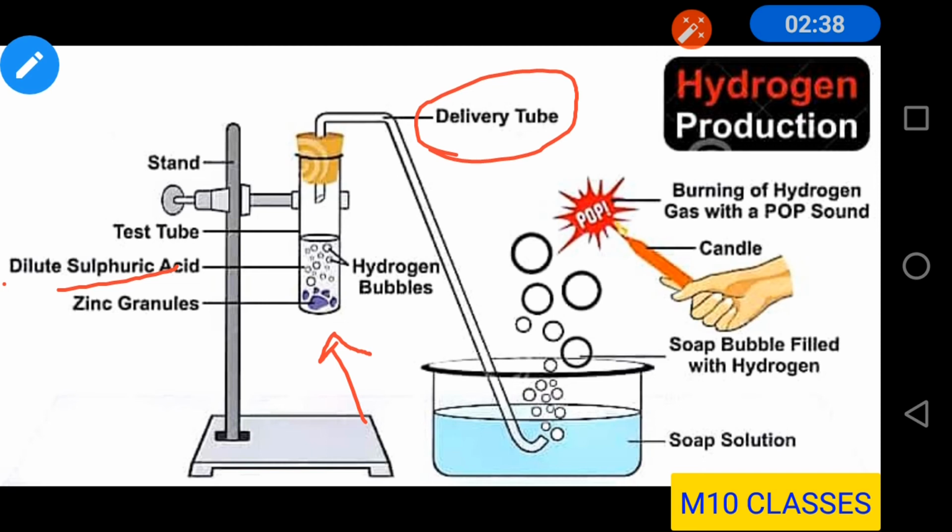We have taken soap solution here so that the gas produced will form bubbles, and that shows the production of hydrogen gas. Now whenever you take this lighted candle near this gas, it will extinguish with a pop sound. You can see here it extinguishes with a pop sound, that shows the production of hydrogen gas.